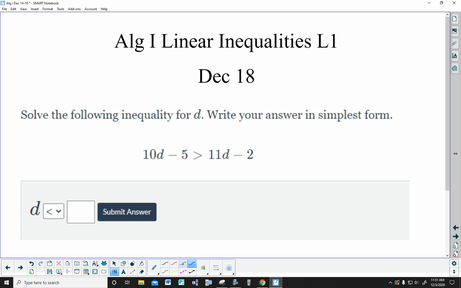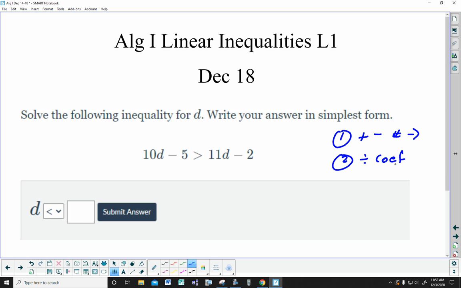Again, there's going to be two of them. And there's one additional step. So the first step that we had been doing was add or subtract the number to the other side. And the second step was always divide the coefficient on both sides.